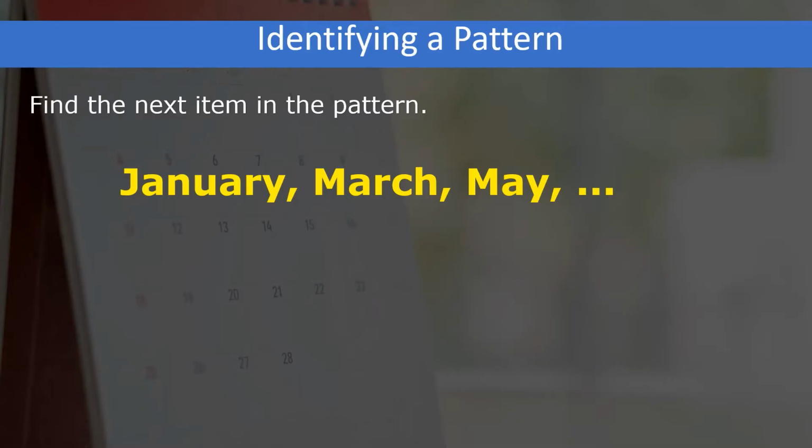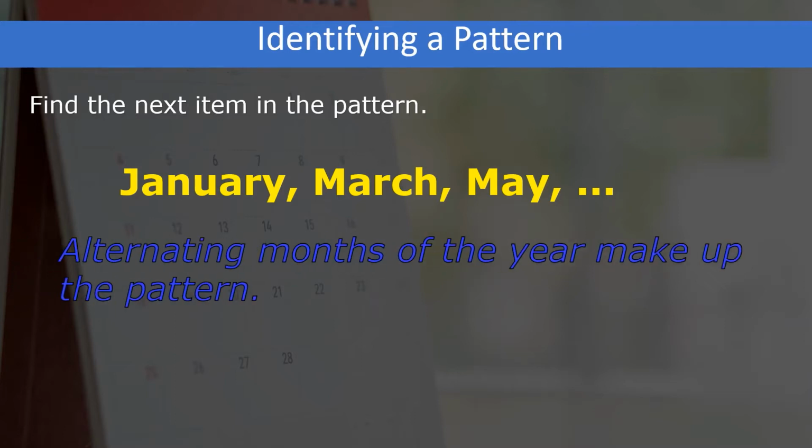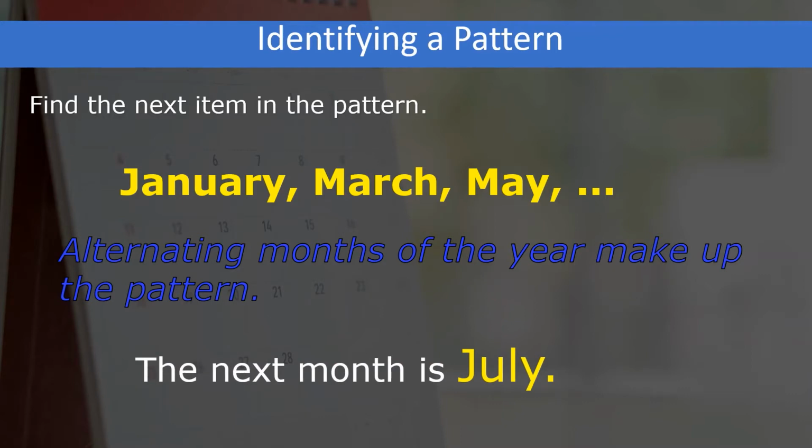Find the next item in the pattern. So this is what we call identifying pattern. So we have January, March, May. What is the next item in the pattern? You are correct. The next item is July. Since we have alternating months of the year that make up the pattern. Okay, so yun ang pattern natin. Alternating months. So, tingnan natin, January, then walang February. March, then walang April. May, tapos walang June, and then followed by July. Okay, that is our pattern.